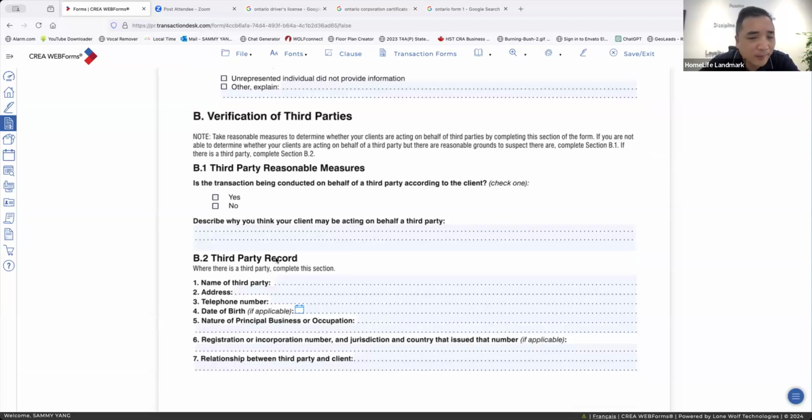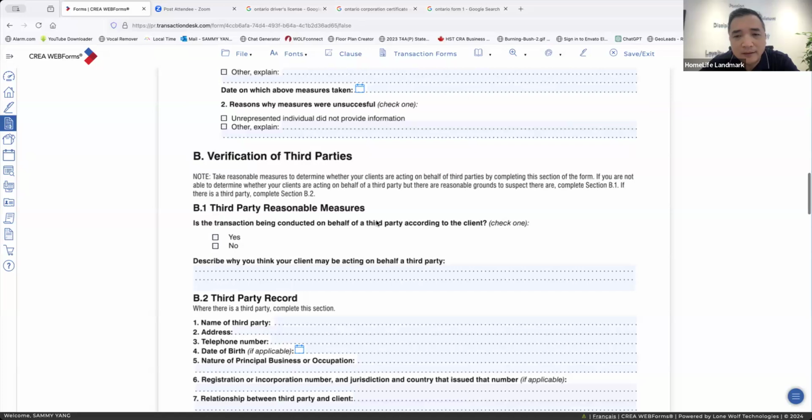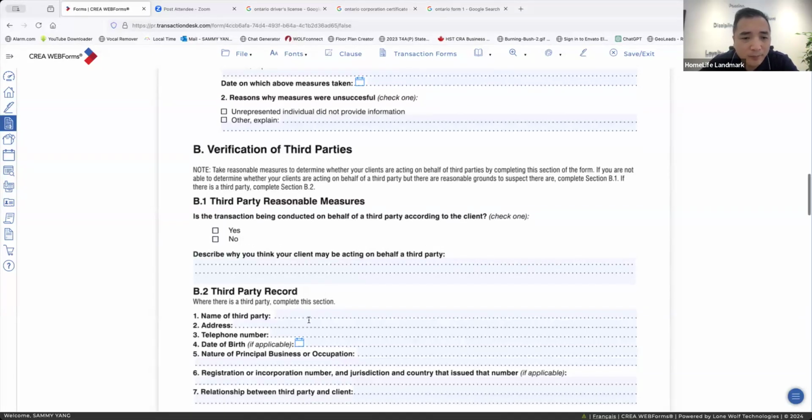So that is the third party, usually how we use it. Also we use a third party because the person providing the funds doesn't have any income, and cannot provide any income. So the third party provides the income. So we put it in B2, third party.